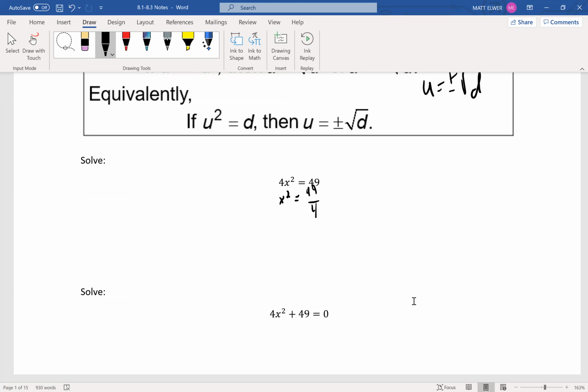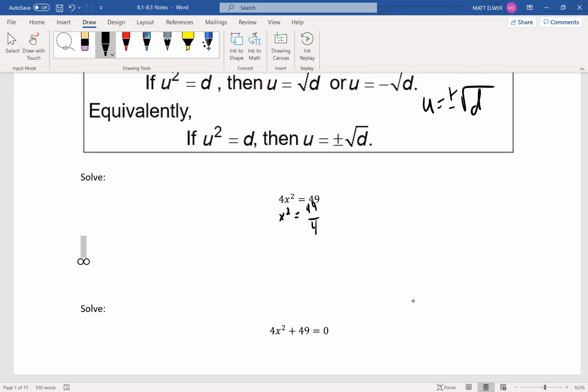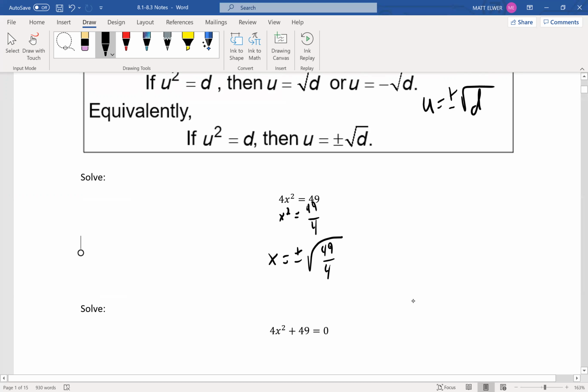And then notice that this equation now is just like our equation up here. We have some algebraic expression on the left, and just some number on the right. So what we can do now is take the square root of both sides. If I do that, we get x is equal to, we have to take the plus or minus case, so the positive and the negative case, and then we can take the square root of 49 over 4.